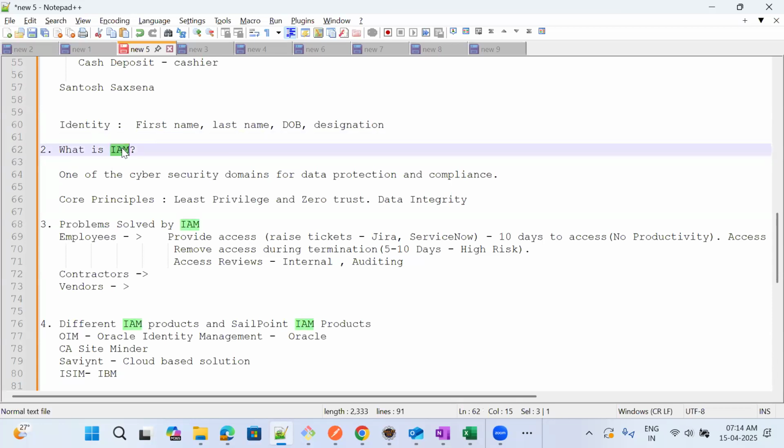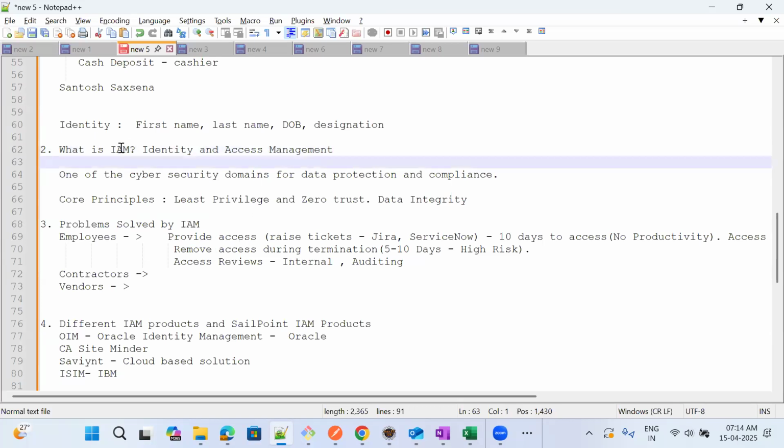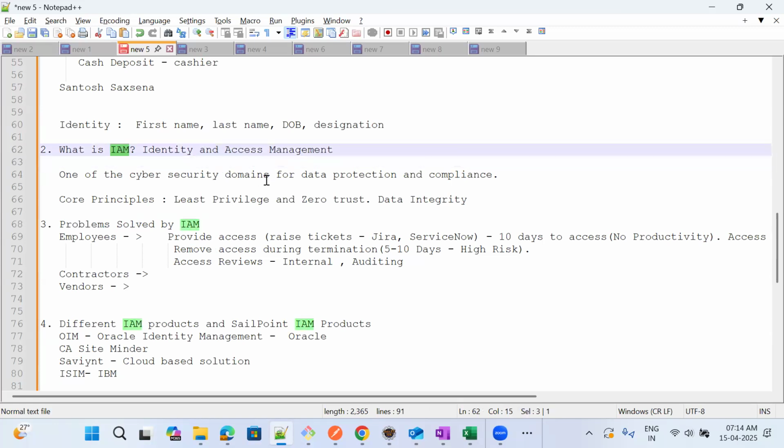See, the full form of IAM is Identity and Access Management. So this IAM is one of the domains of cybersecurity. When we take the cybersecurity domain, we have around 8+ subdomains. This is part of a security branch that works for any organization. So in this cybersecurity domain, we have multiple subdomains.